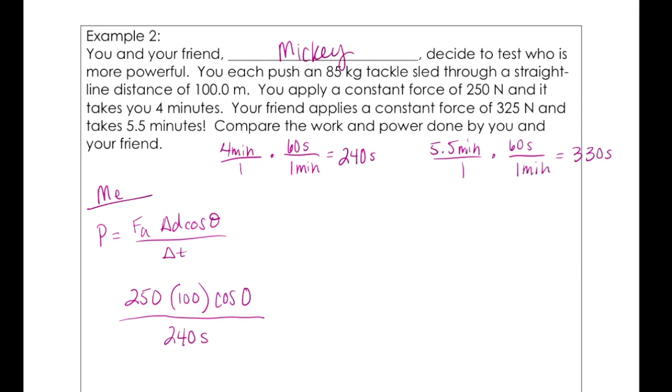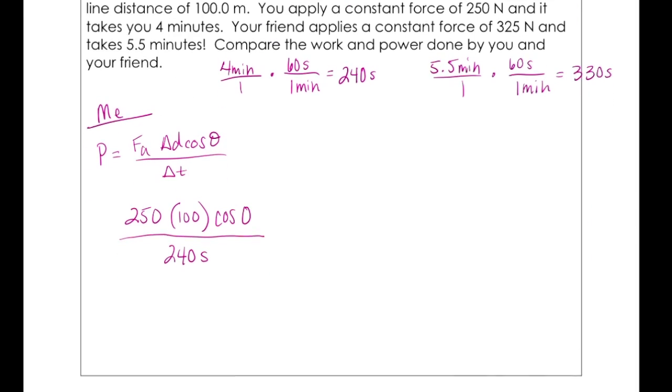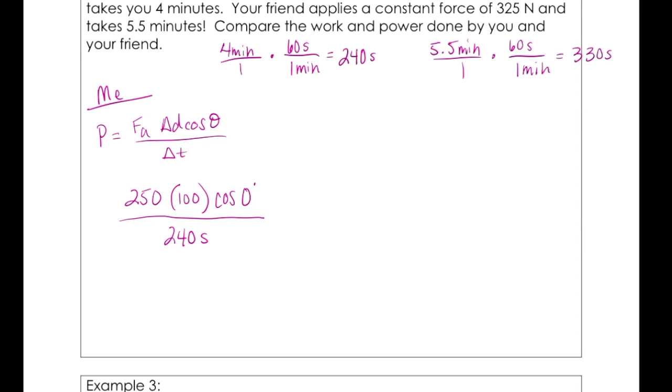Okay, for the top part, I'll find that it is 25,000. Okay, that was the work divided by my time. Okay, so this is the work, which it did ask us to find to compare the work and the power. And then, so my power, whenever I divide it by the time, is 104.2 watts.